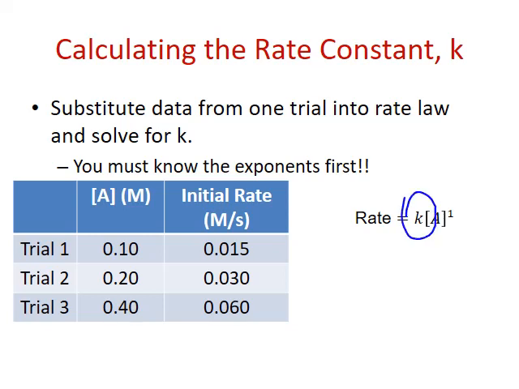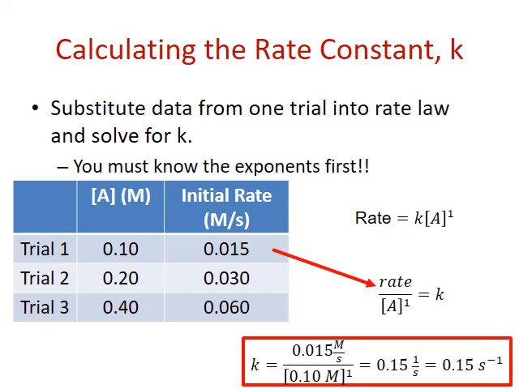So we're just going to rearrange this equation to get K by itself. And this is what we get. Rate divided by our concentration of A raised to the first power will equal our rate constant K for our first order process. And in this case, we'll substitute in the data for trial one. It shouldn't matter which trial you choose, though. Try it yourself with data from a different trial, and you should get the same value for rate constant.